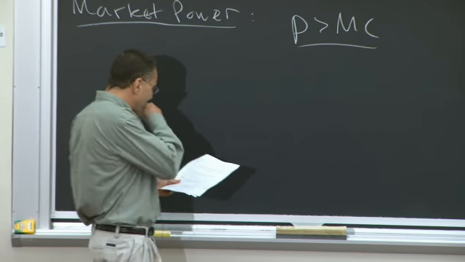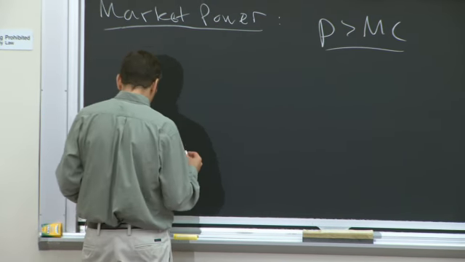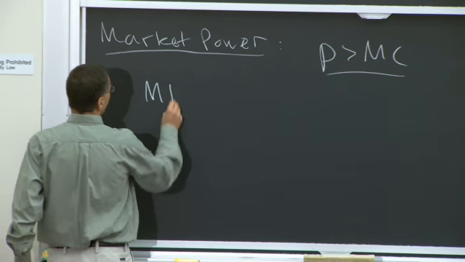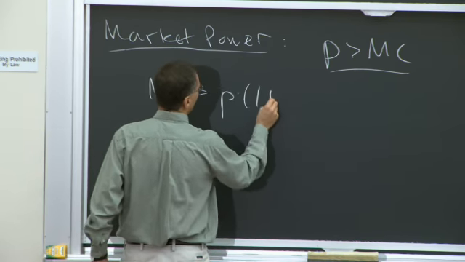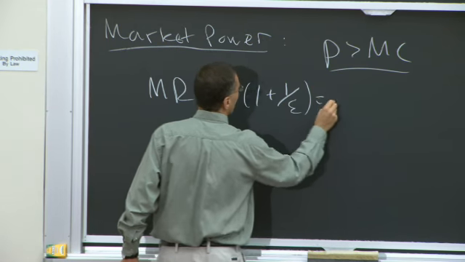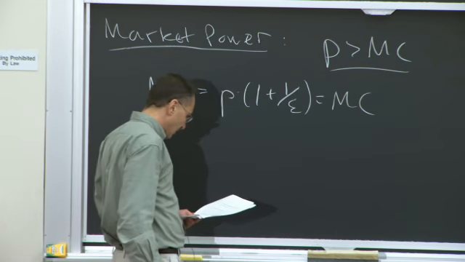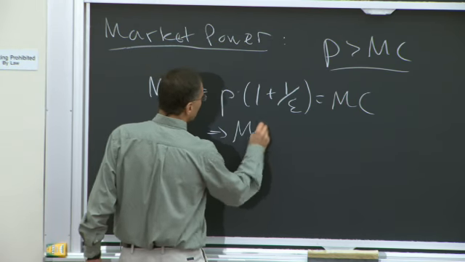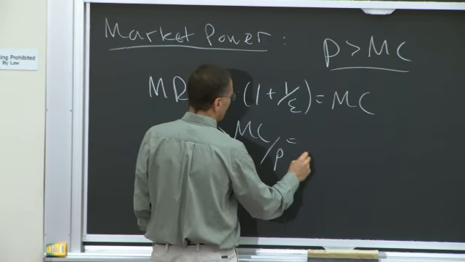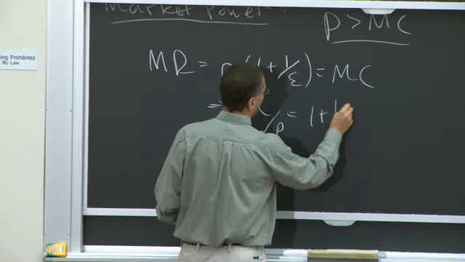Now, to think about this, remember the condition for profit maximization. It was that marginal revenue, which we wrote as P times (1 + 1/epsilon), equals marginal cost. So we can rewrite this as marginal cost over price equals 1 + 1/epsilon.